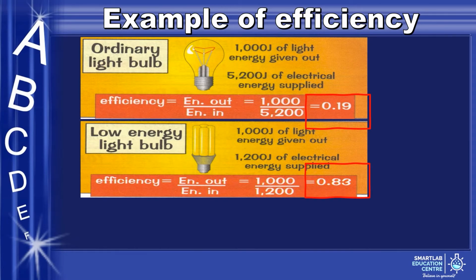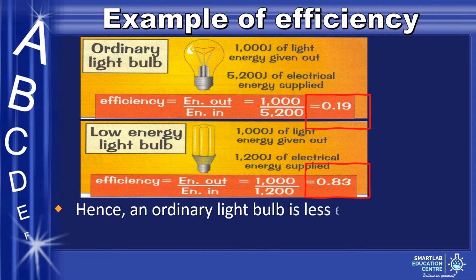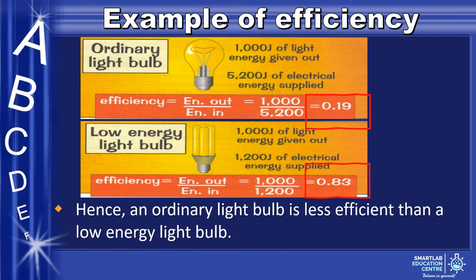This is because more of its energy in the ordinary light bulb compared to the low-energy light bulb is converted and wasted to other forms of energy such as heat to the surroundings. Hence, an ordinary light bulb is less efficient than a low-energy light bulb.